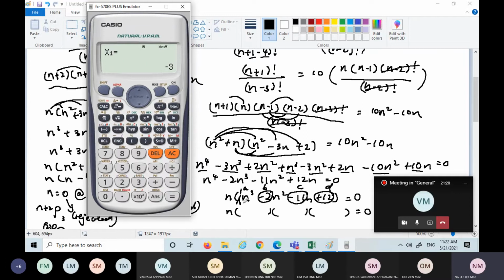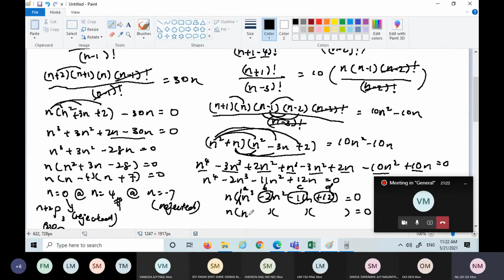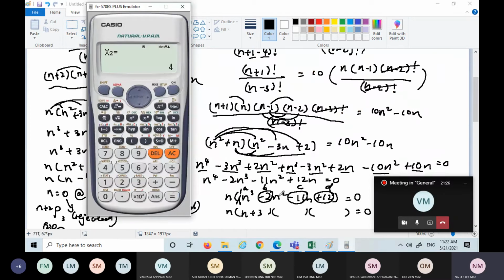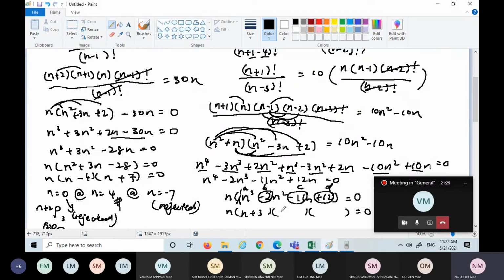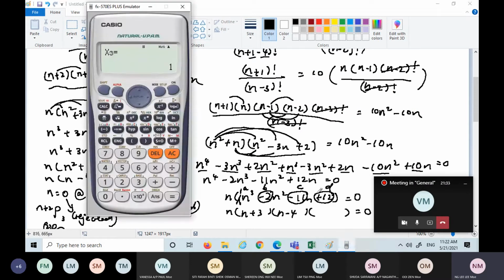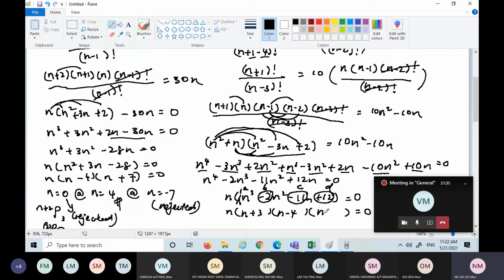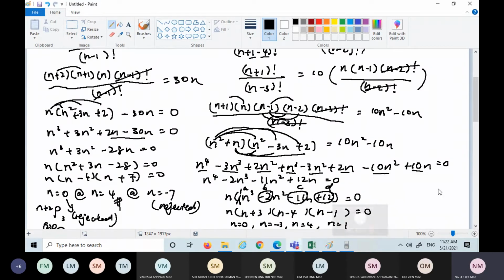Okay, so the first answer is negative 3, so n plus 3. This one I think you know already. The second answer is 4, so n minus 4. And the third answer is 1, so n minus 1. So you have the answers n equals 0, the first one, negative 3, and then 4, and then 1.